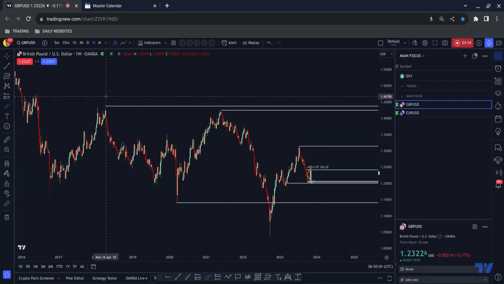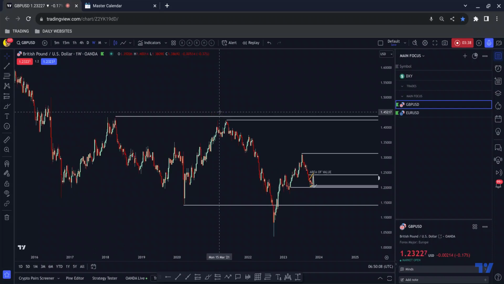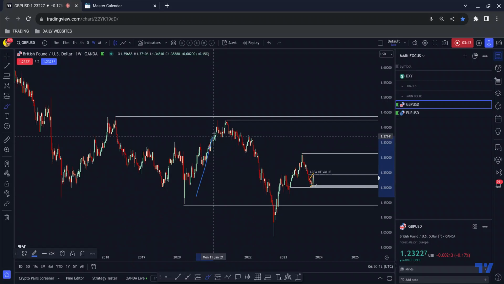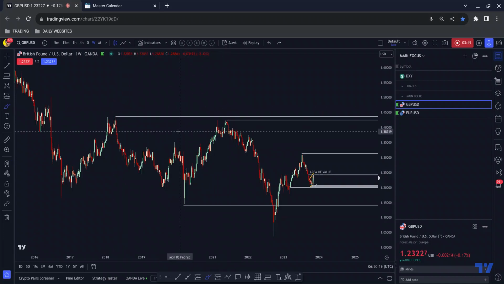I've talked about often how the near misses, such as this one, often get filled. So because we have a near miss here, versus if we'd actually tapped into that area, that makes it more likely that we will take out this high before forming anything deeper or anything more complex.